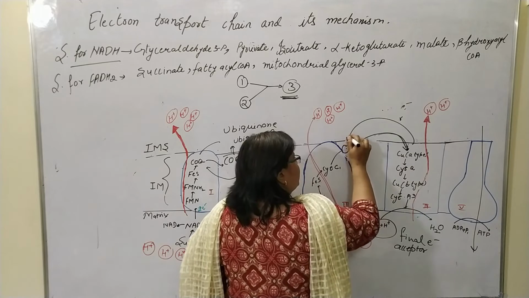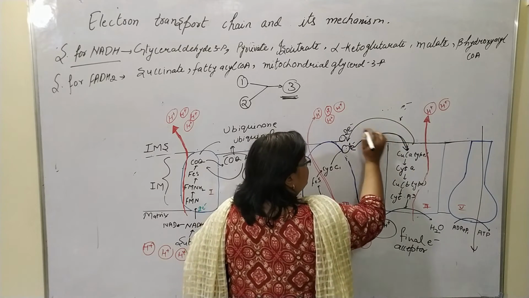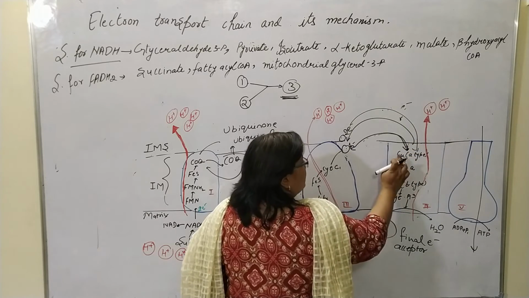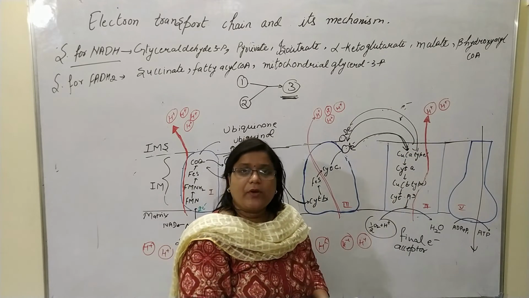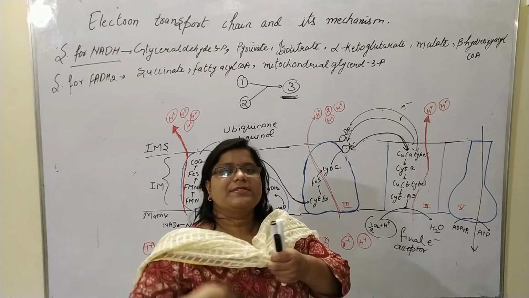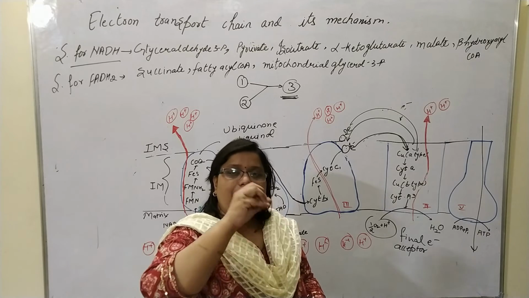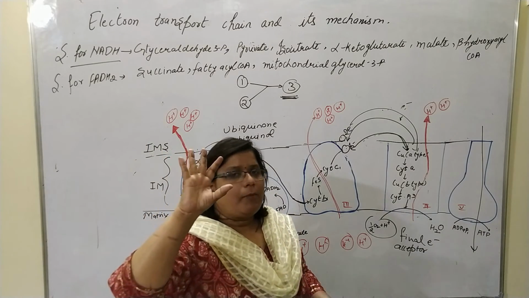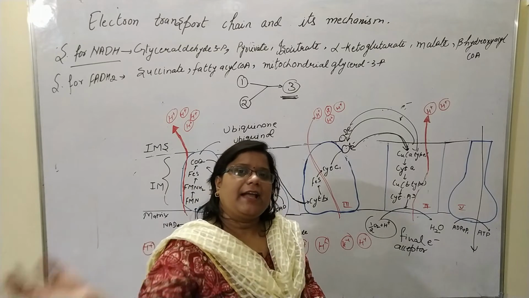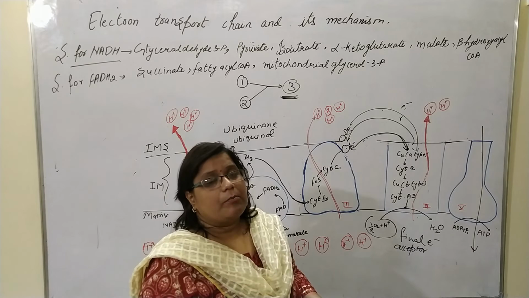Again it comes back and takes the second electron, and then again goes to the copper ion and gives it to the copper ion A type. So that's why the cytochrome C is the mobile electron carrier, because at a time it will take a single electron and reach complex 4. Then again it comes back, takes another electron and reaches complex 4.